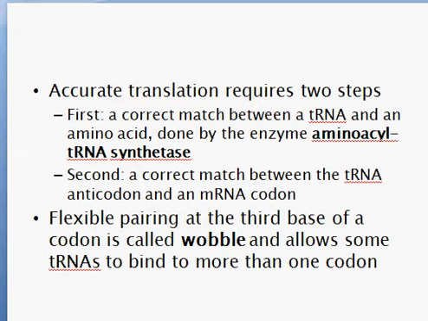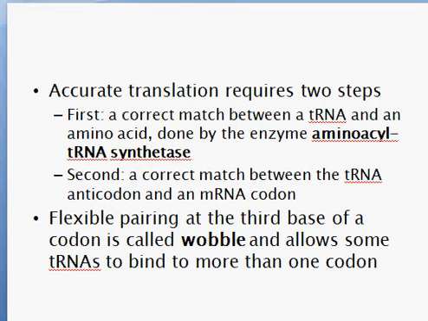There are two steps needed for accurate translation. The first step is a correct match between the transfer RNA and an amino acid, and this is accomplished with an enzyme called aminoacyl tRNA synthetase. This enzyme is responsible for matching up the transfer RNA with the right amino acid.